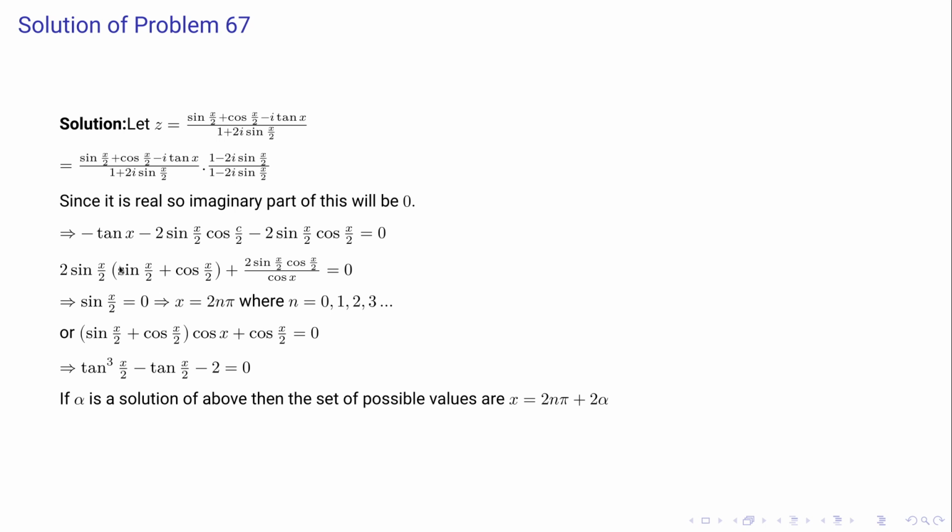Now the other thing will be sin x by 2 plus cos x by 2 plus cos x by 2 by cos x. So this can be 0. Now you convert all this into tan x by 2 form, and then you get tan cube x by 2 minus tan x by 2 minus 2 is equal to 0. Now, if alpha is a solution of this equation, then the set of possible values will be 2n pi plus 2 alpha.